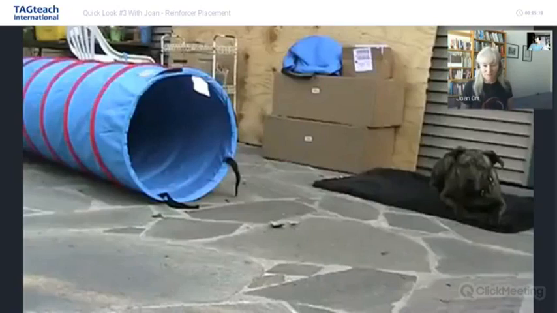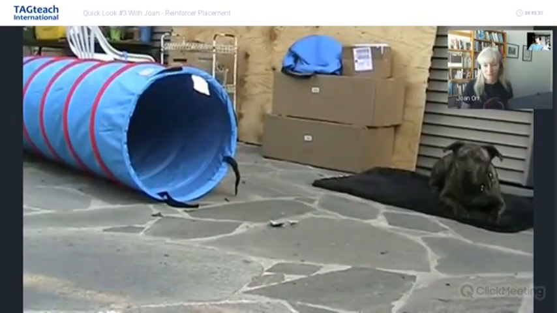Like, how does she set it up to get a nice cycle? Well, you can't really. So what she does is feed outside the tunnel, so the dog goes in, gets a click, comes out, gets a treat, goes in, gets a click, comes out, gets a treat. And so she's got this really nice cycle, which lets her have a really high rate of reinforcement.